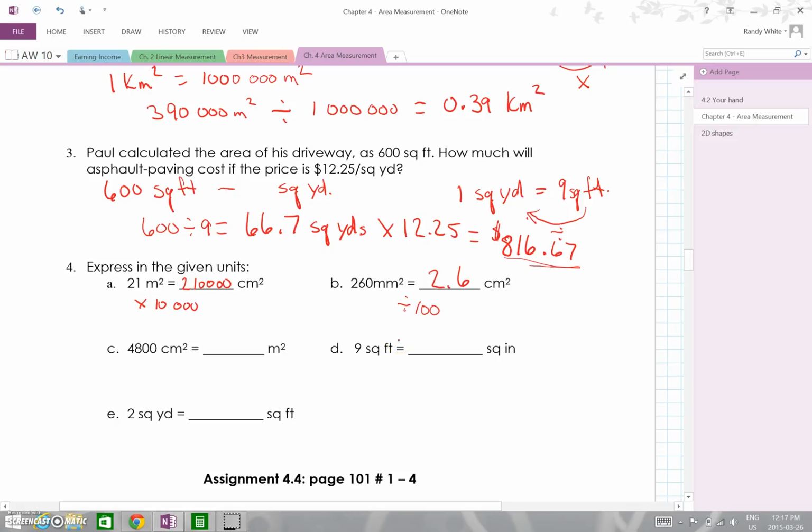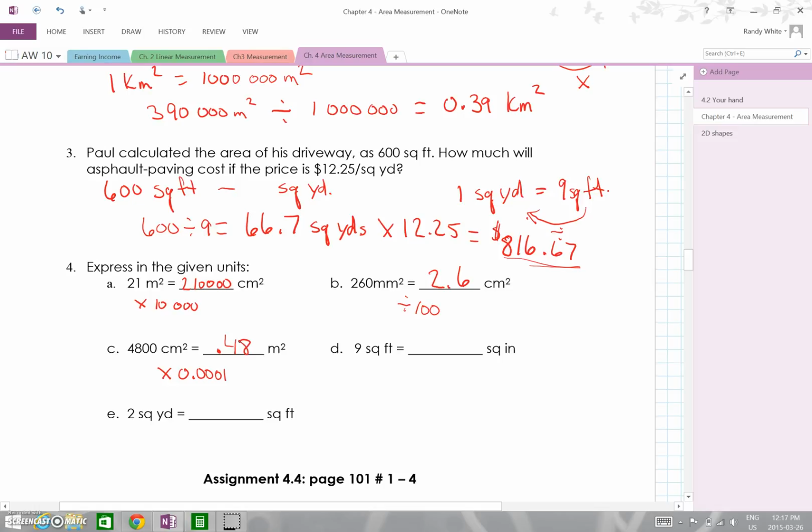Here I'm going 4,800 centimeters squared to meters squared. So I'm going to look at the table, I'm going again left to right. So I'm going to times that by 0.0001. So I'm moving the decimal 4 places. So that will be 0.48 meters squared.